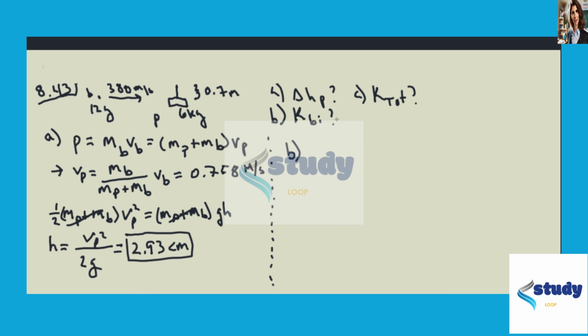For part B, we want what was the kinetic energy of the bullet to begin with. And this is fairly simple. 1/2 times the mass of the bullet times the speed of the bullet squared. And this ends up being 866 joules.